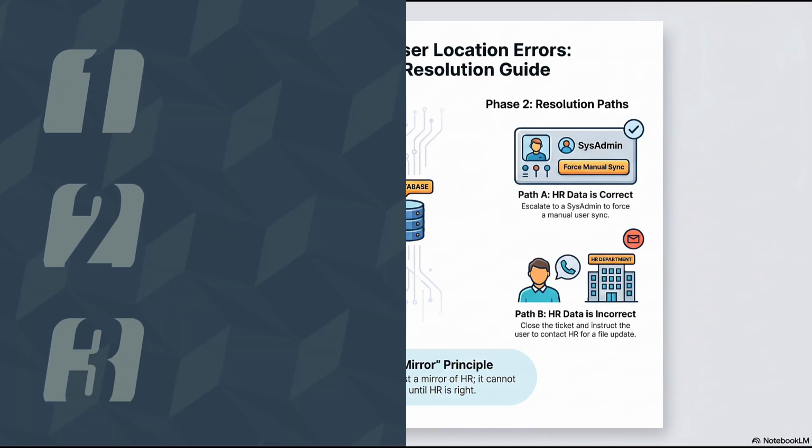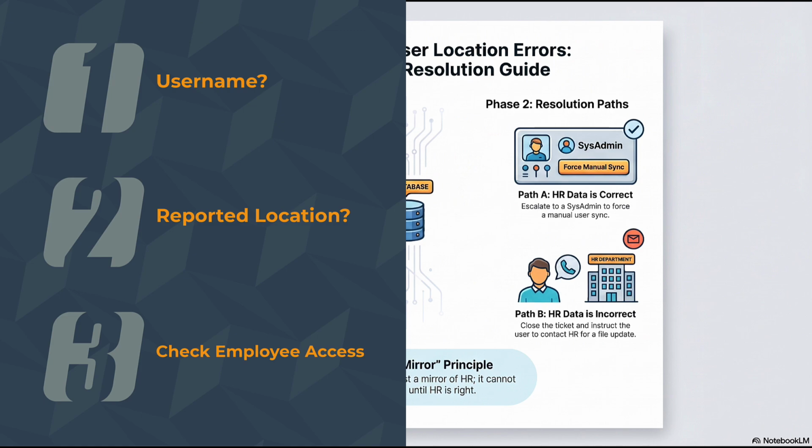First, you've got to gather the essentials. Grab the username, check their reported location, and critically look up what their location is currently listed as in Employee Access, the core HR database.